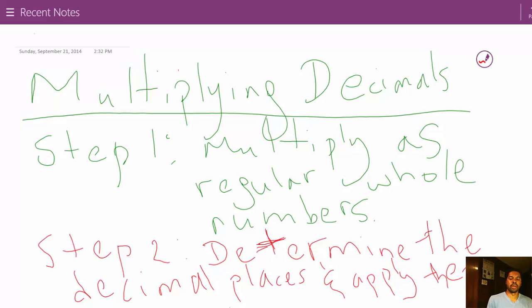So again, you are multiplying the decimals. Step 1 is you're going to multiply as with regular whole numbers. And step 2, you're going to determine decimal places and apply them. So you're going to find out how many decimal places you have in all, and then you're going to apply them. Alright?